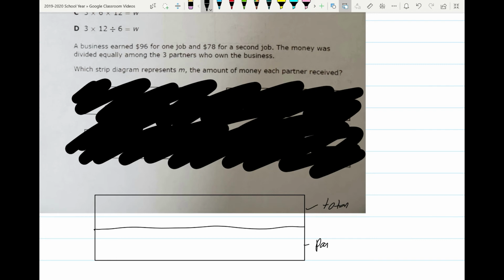So remember, whenever we're dealing with this, we have our own, and then we cut this in half. Remember the top portion is our total, and the bottom is the parts. What do we know that we have, the total? A business earned $96 for one job and $78 for a second job. Yes, we do. They earned 78 and 96. The money was divided equally among the 3 partners who owned the business. How many partners do we have? At least 3.